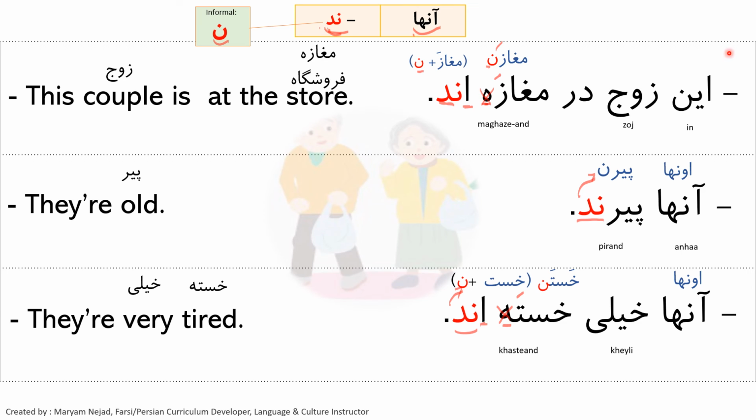Now I'm going to read through these sentences one more time. این زوج در مغازه اند. آنها پیرند. آنها خیلی خسته اند.